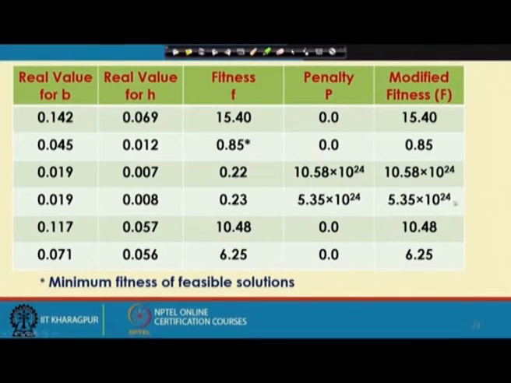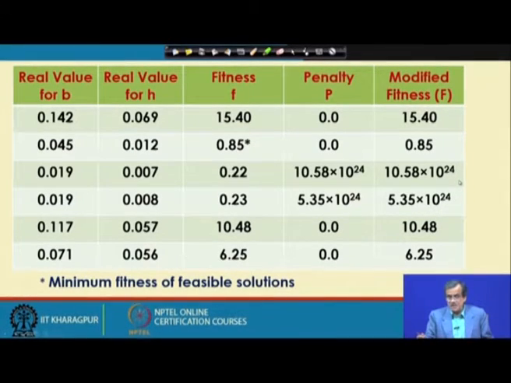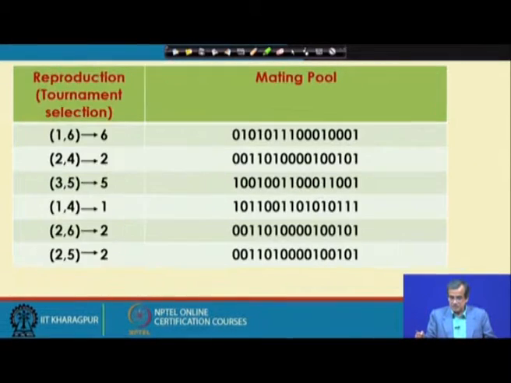mating pool. To get the mating pool, we take the help of a reproduction scheme. Here we are just going to use the concept of tournament selection as a reproduction scheme. To establish the principle of tournament selection, I take the help of these modified fitness values. Now, let us see how to use the concept of modified fitness values.